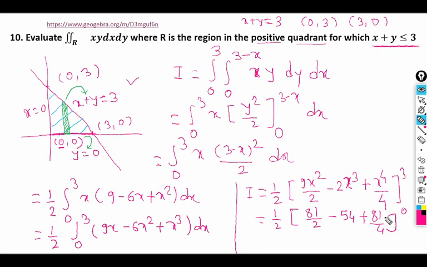Now we have to simplify this. There are two ways. One way, you can write down the answer directly. For example, you can take 81 divided by 2, you can write the answer in decimal also, 40.5 plus 81 divided by 4 minus 54, which is 6.75, and divided by 2. So your answer comes 3.375. On a calculator, if you calculate in decimal, your answer will come 3.375.